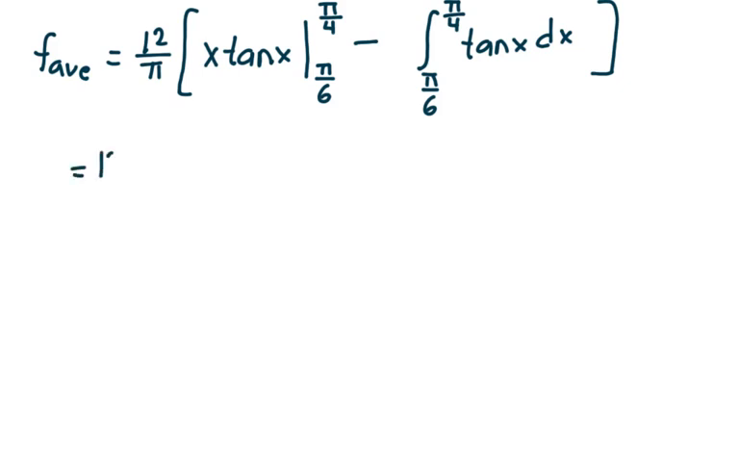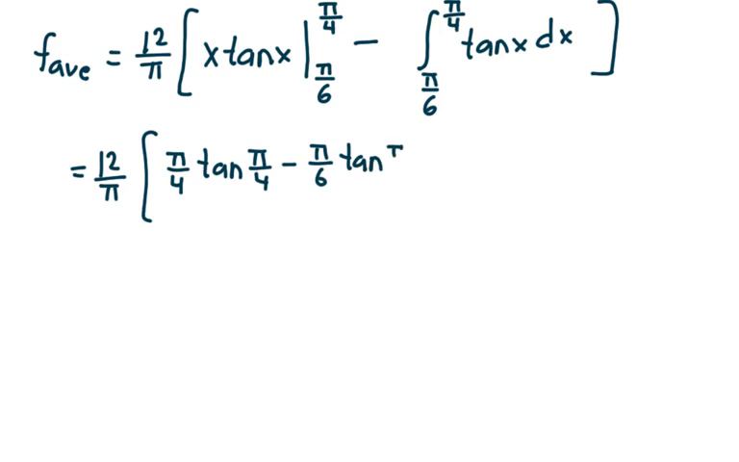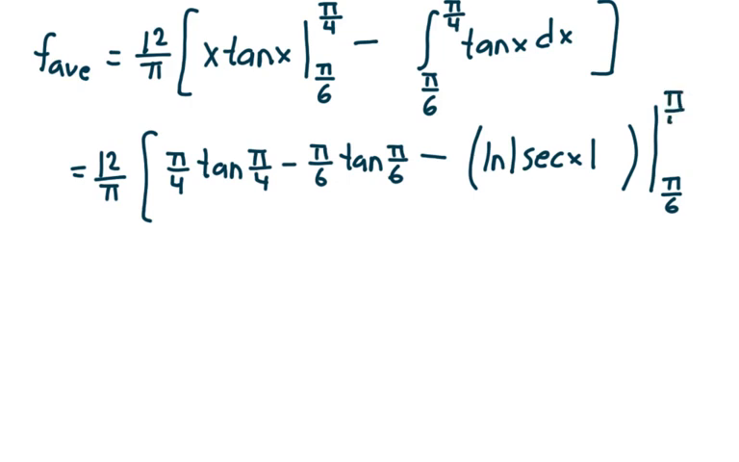So this is 12 over pi, and then I'm going to multiply that by pi over 4 tangent of pi over 4 minus pi over 6 tangent of pi over 6 minus, and then in parentheses, I'm going to have natural log of the absolute value of secant x, right? And then I'm going to evaluate from pi over 6 up to pi over 4. And I'm going to close this off here.